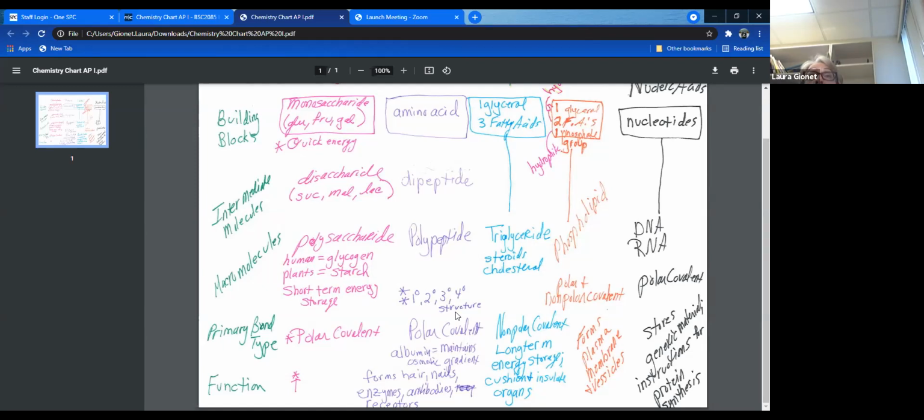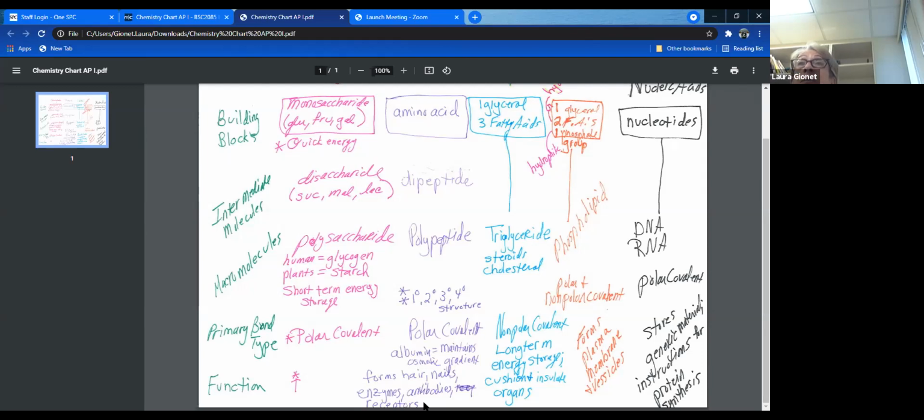Which family demonstrates a primary, secondary, tertiary, and quaternary structure? Because it's unique to proteins. I mean, what allows proteins to have all these functions. The primary bond type is polar covalent. Albumin is a protein that, we'd like you to know this particular function, maintains an osmotic gradient, because we use this a lot in AMP2. But proteins also form hair, nails, enzymes, antibodies, receptors.